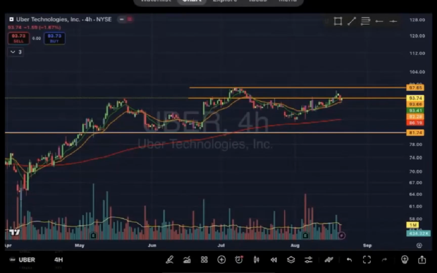How long you been trading though? I haven't been trading for a long time. I've been investing for maybe a year or two, just off of basic stocks. But maybe about a year ago.